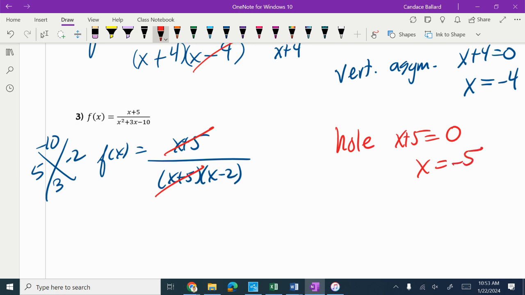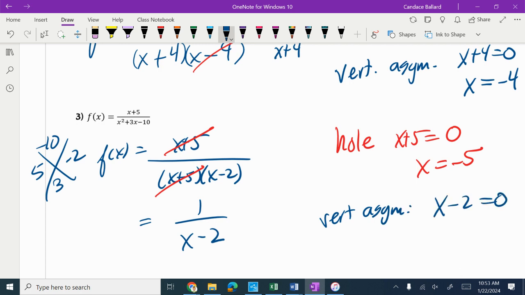All right, then I'm going to rewrite it out. So I've got 1 over x minus 2. When it's left behind in the denominator, what do we call it? Vertical asymptote. Okay, and I'm going to go x minus 2 equals 0. Set that denominator equal to 0. So x equals 2.